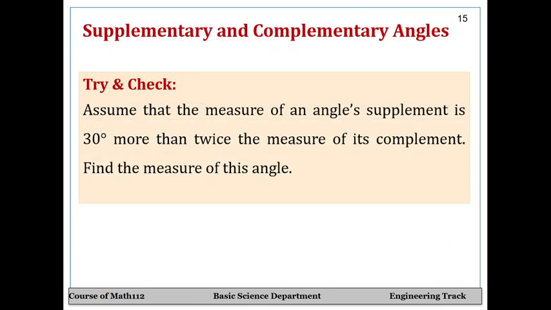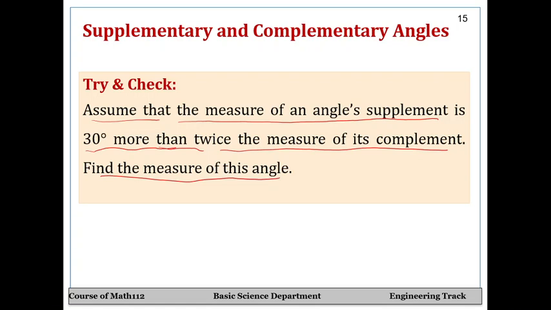Okay, now let's do this exercise. It says, assume that the measure of an angle's supplement is 30 degrees more than twice the measure of its complement. Find the measure of this angle. Okay, please stop the video and try to do it by yourself. Then you can start the video and see my solution.